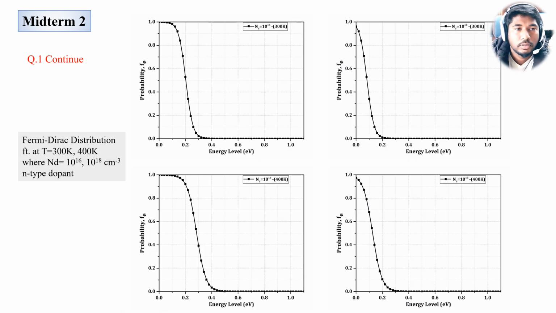Our next, the last portion of the question, the answer is here: the Fermi-Dirac distribution function at 300K and 400K temperature, where Nd equals 10 to the power 16 and 10 to the power 18.